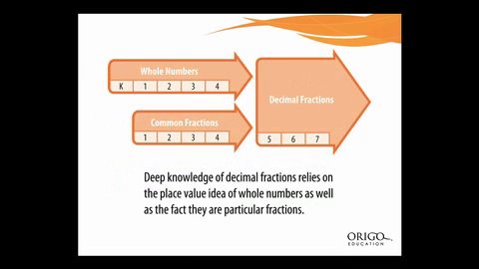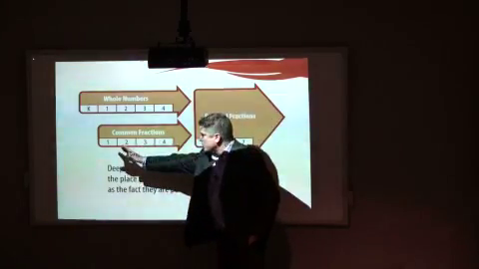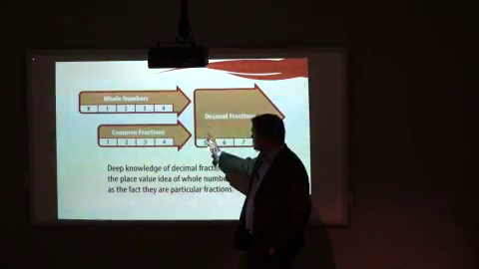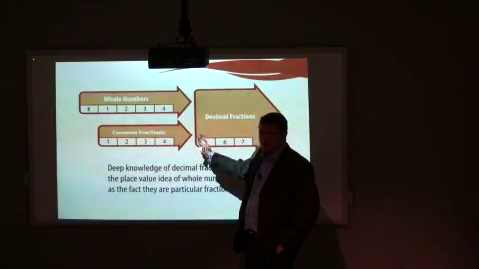This is a nice little diagram that Calvin put together. Essentially, it shows you the flow. So from K, developing deep understanding of whole number. Year 1, they start on common fractions, and when we get to year 5, we can start on decimal fractions. Now, why is that?